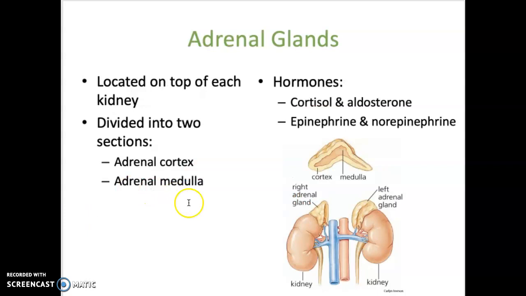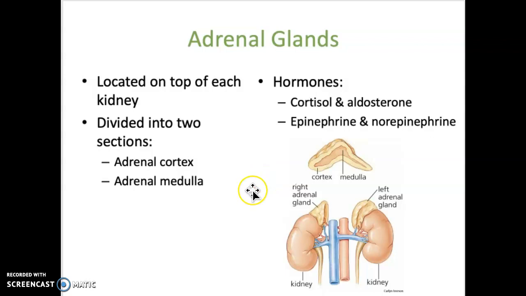Then the adrenal glands are located on top of each of your kidneys. So there's 2 kidneys and 2 adrenal glands. If you cut open an adrenal gland, you'll see 2 distinct regions. The adrenal cortex is the outer region in that lighter color, and the adrenal medulla is the inner or middle region.